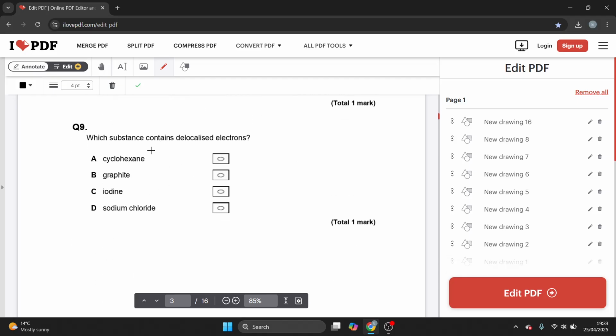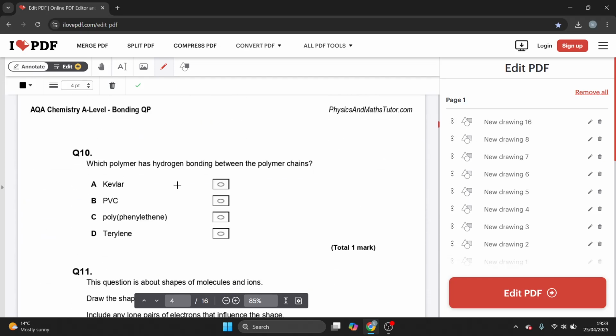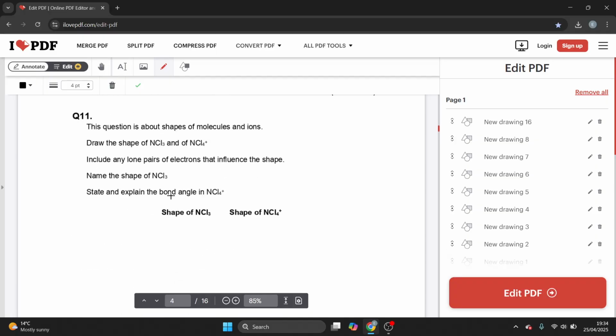Question 9, which substance contains delocalized electrons? Graphite, obviously. Question 10, which polymer has hydrogen bonding between the polymer chains? Kevlar.